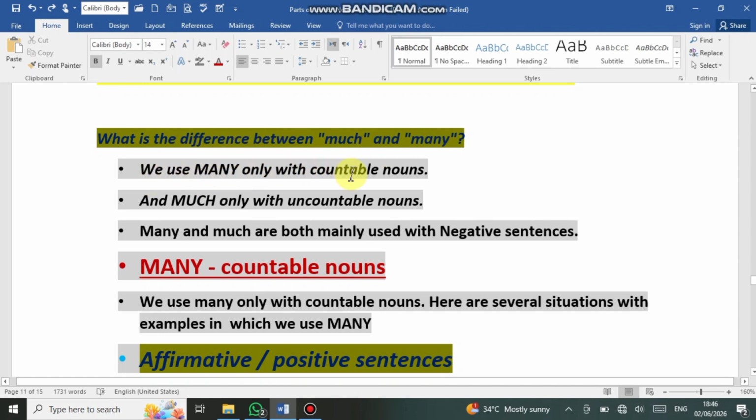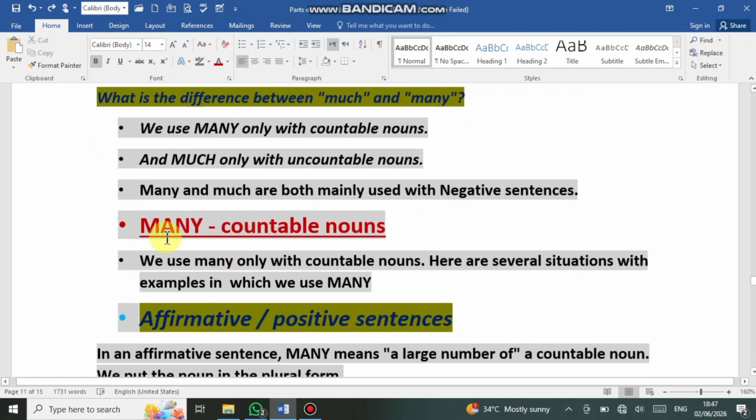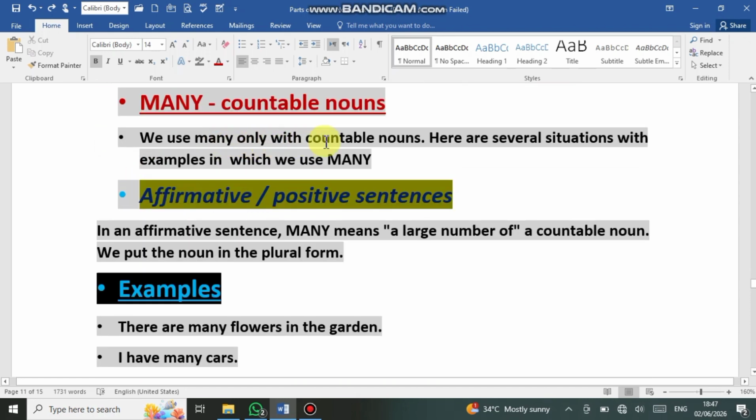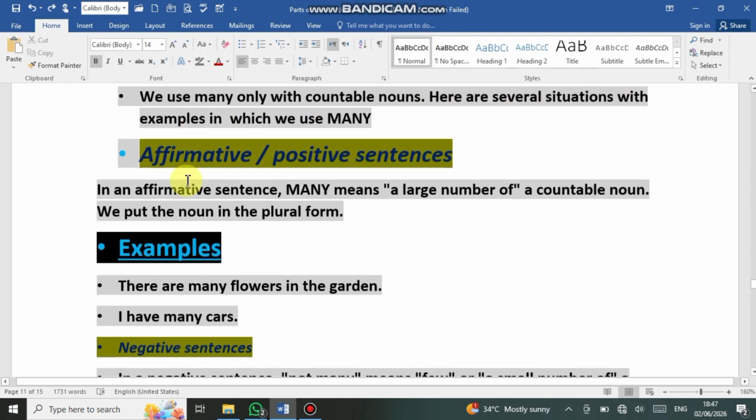We use many only with countable nouns and much only with uncountable nouns. Many and much are both mainly used with negative sentences. Many: countable nouns. We use many only with countable nouns. Here are several situations with examples in which we use many.